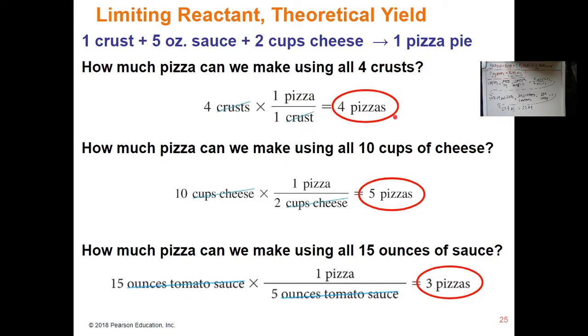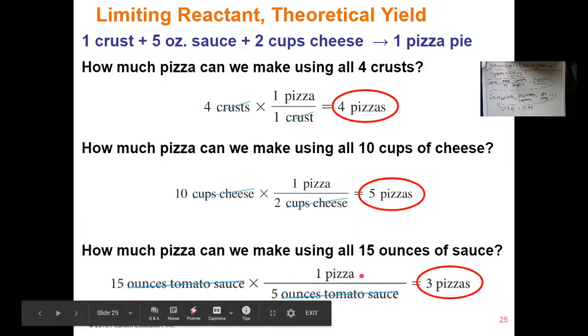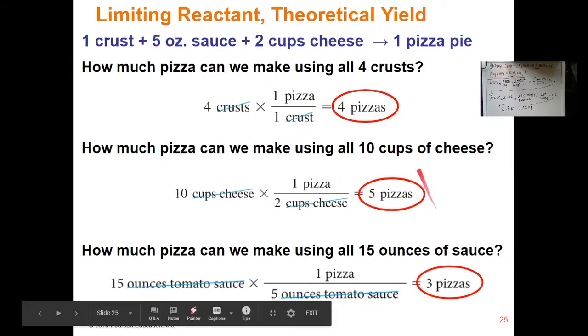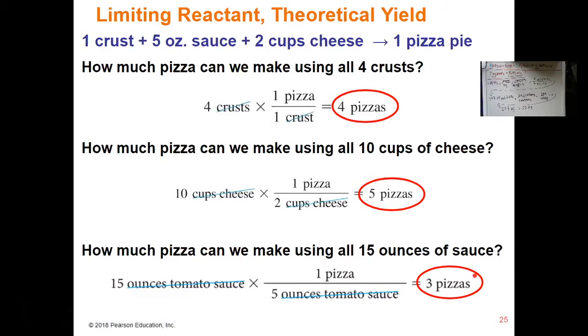For the crusts, I know that I need 1 crust for every 1 pizza. So if I have 4 crusts, I can make 4 pizzas. For the cheese, I have 10 cups. I need 2 cups for every 1 pizza, so I can make 5 pizzas. How many pizzas can I make using all 15 ounces of my sauce? Well, I need 5 ounces of sauce for every 1 pizza, so I can make 3 pizzas. So I could make 4 pizzas with my crust, 5 pizzas with my cheese, 3 pizzas with my sauce. That tells me that after I'm done making 3 pizzas, I will not have enough tomato sauce left to make any more pizzas.